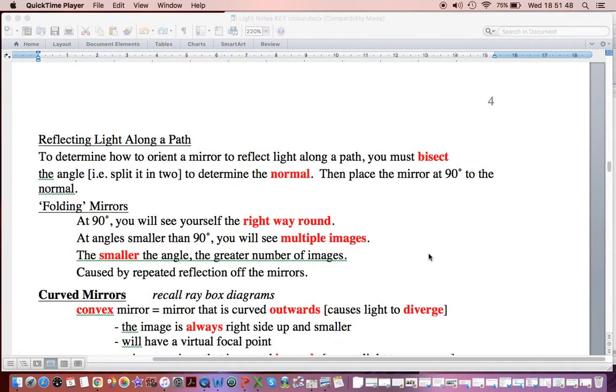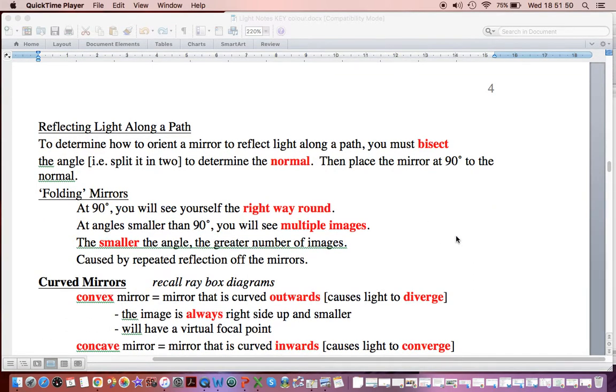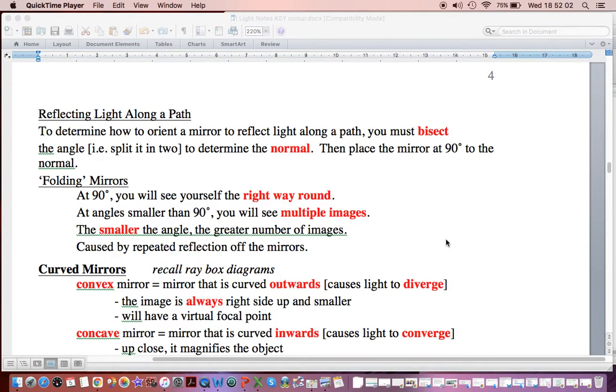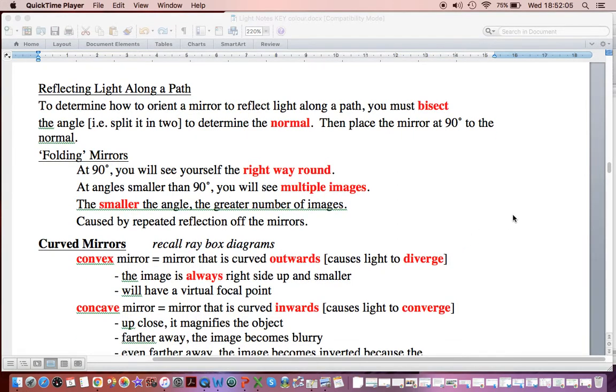You did an activity where you had to reflect light along a path. And if you're trying to predict how to place a mirror, you've got to split the angle in half. That will allow you to figure out the normal, and then at 90 degrees to normal, you would install your mirror. You did an activity where you folded mirrors together. At 90 degrees, you could see yourself the right way around. And at smaller angles than 90, and the smaller and smaller you get, you get more and more images. You get these repeated reflections, so you could see multiple yous.